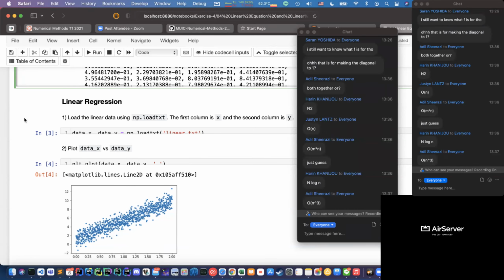Okay, so let's do this. If no question, I don't know why there's no question. Okay, so let me switch the screen real quick.